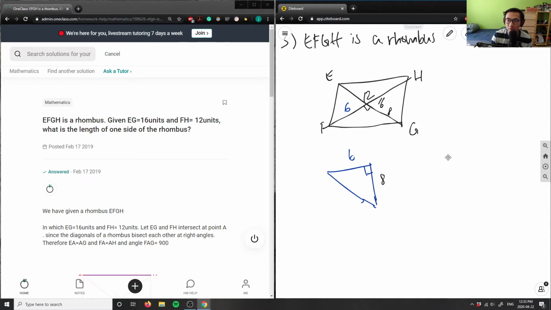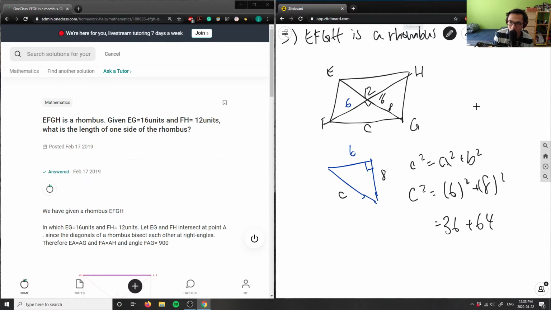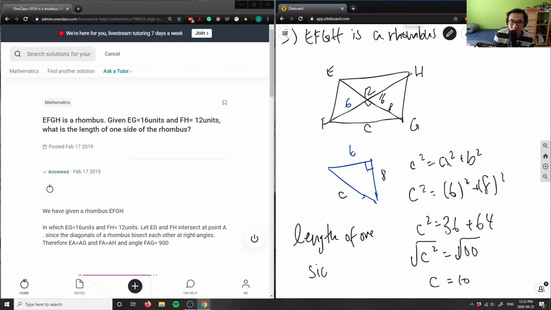So if I have a right triangle here, I can simply use the Pythagorean theorem to figure out what this x is, or let's say what this C here is. This is C and this is C here. So remember, C squared equals A squared plus B squared. For the Pythagorean theorem, C squared equals 6 squared plus 8 squared. This is 36 plus 64. C squared equals 100. Taking the square root of both sides, I would get C equals 10. So in this case, the length of one side is equal to 10.